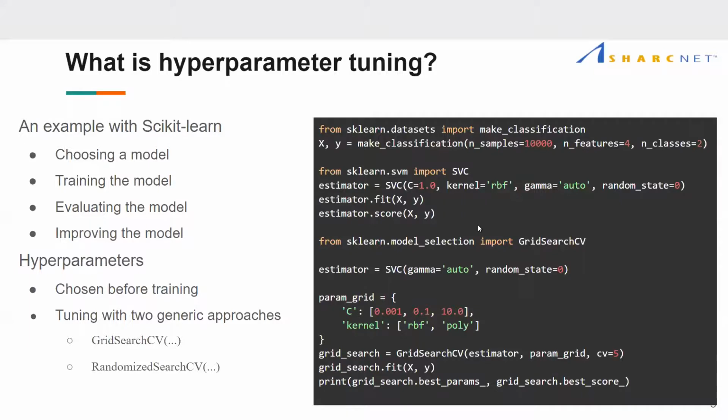So the model performance strongly depends on those hyperparameter values. Finding good values for those parameters is critical. Hyperparameter tuning refers to the search for good hyperparameters. Scikit-learn provides 2 generic functions for hyperparameter tuning. One is called grid search CV, the other is called randomized search CV.